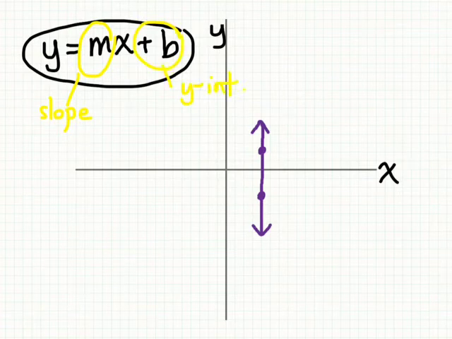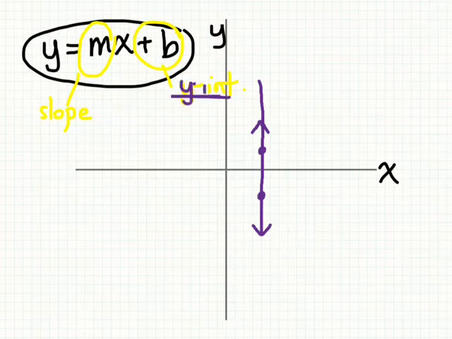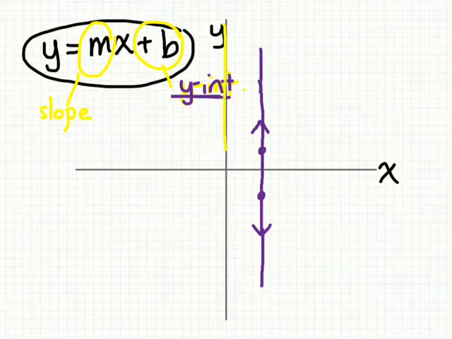Looking at this line, if we were to keep extending it, is it possible that this line is going to intercept the y-axis? Will it have a y-intercept if it keeps going straight up and straight down? It's a straight line, right? Is it possible for it to pass through this y-axis here? Is it going to cross through it? It's impossible, right? So there is no y-intercept of a vertical line.